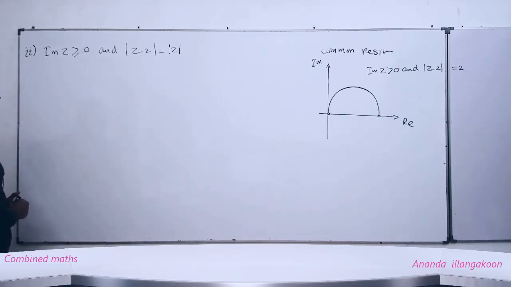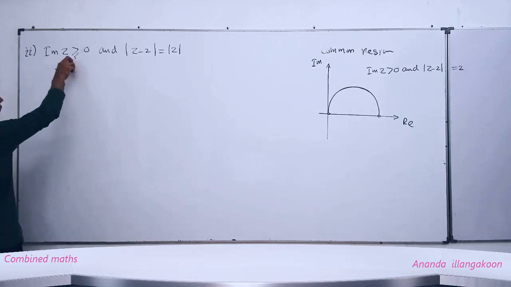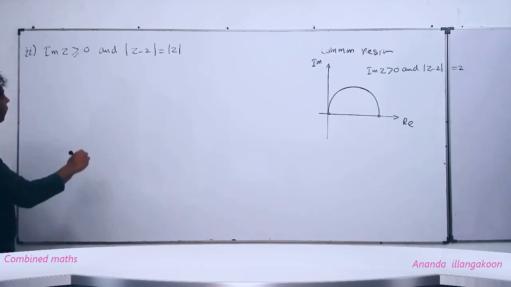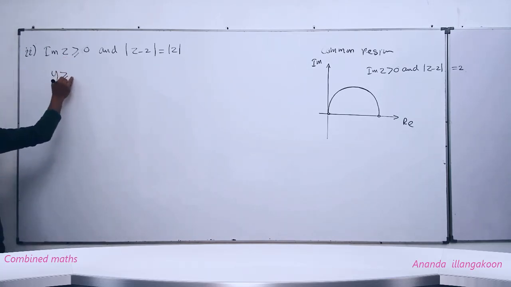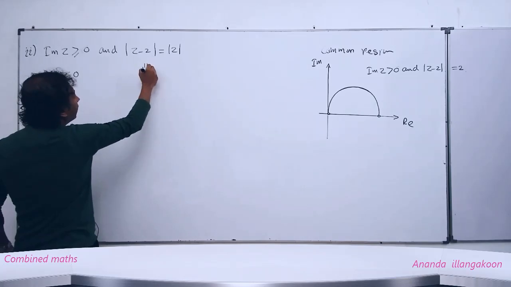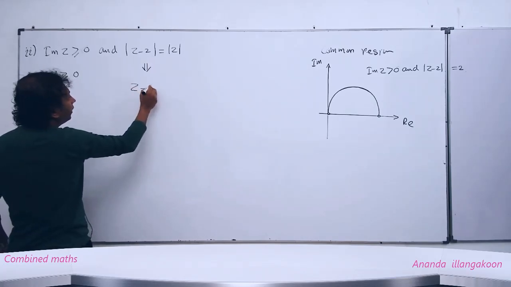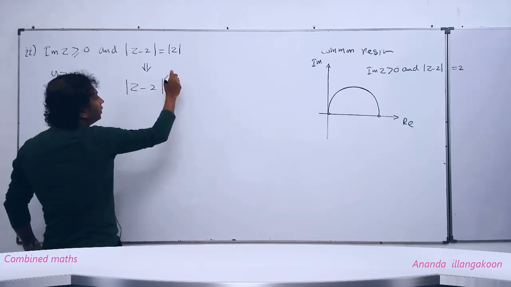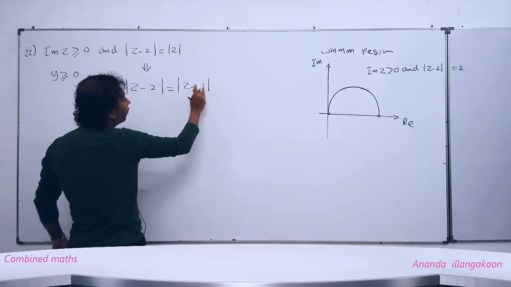Now here, imaginary part of z means y, no? y greater than or equal to 0. This time we have the equal sign. People, what is this? This one you can write as mod z minus 2 equals mod z, and I can write z minus 0, like this.